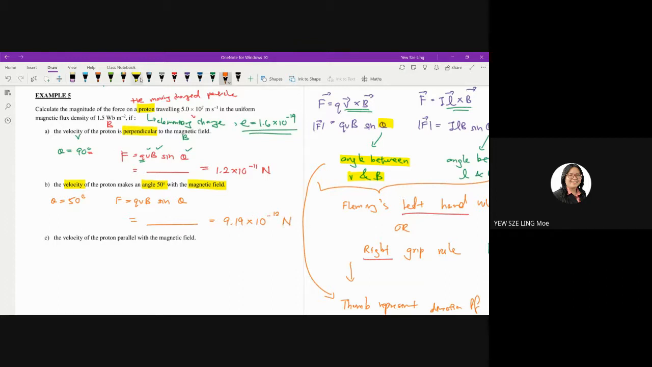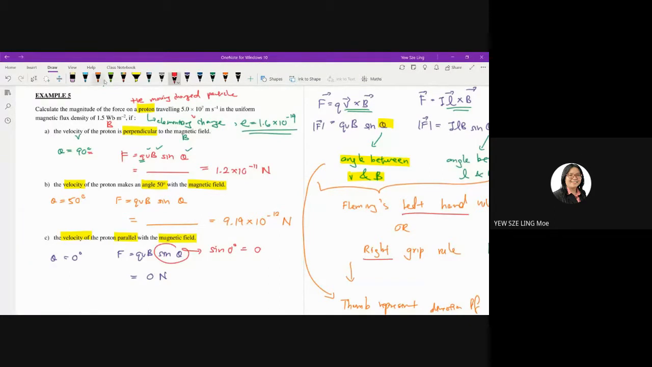The last one, question C. The velocity is parallel with the magnetic field. Parallel means that the angle between them is 0 degrees. If you have two parallel vectors, the angle is equal to 0 degrees. So F equals QVB sine theta. This one you don't even have to calculate. Straight away, it is equal to 0 Newton. Why? Because sine 0 degrees gives you 0.